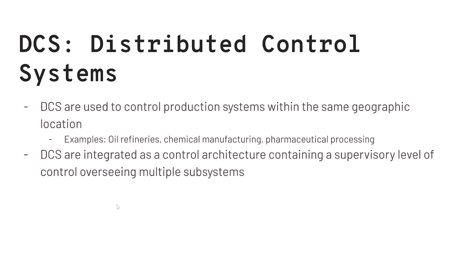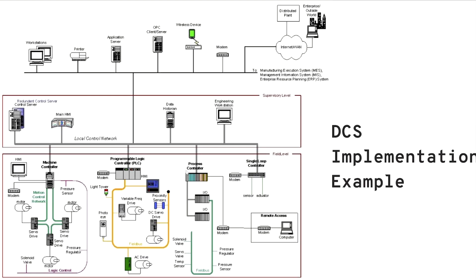So DCS are integrated as a control architecture containing a supervisory level of control overseeing multiple subsystems. You can think of DCS, and here I have an implementation example in this slide, again from the handbook. The slide is all within one geographical location. So DCS has distributed control systems.